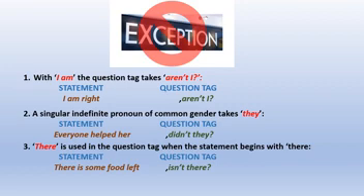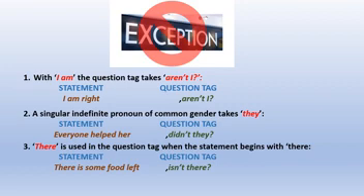Point number 2. A singular indefinite pronoun of common gender takes they. Everyone helped her, didn't they? Here everyone is your indefinite pronoun of common gender. Everyone, everybody, right? These refer to a group of people of common gender. So when you have these singular indefinite pronouns like everyone, everybody, then in the question tag we use the pronoun they. We do not write everyone helped her, didn't everyone? That is wrong. Everyone helped her, didn't they? So they is the pronoun we use for everyone, everybody, etc.